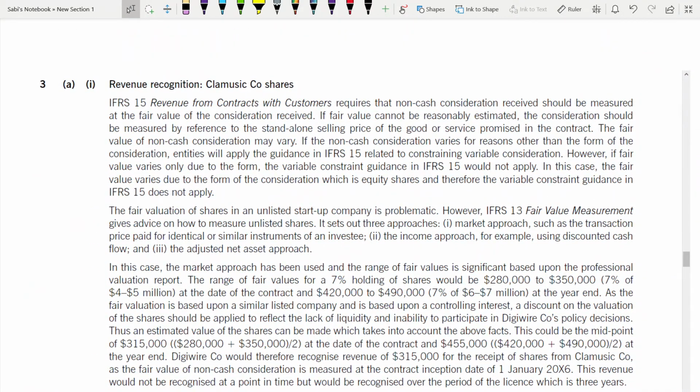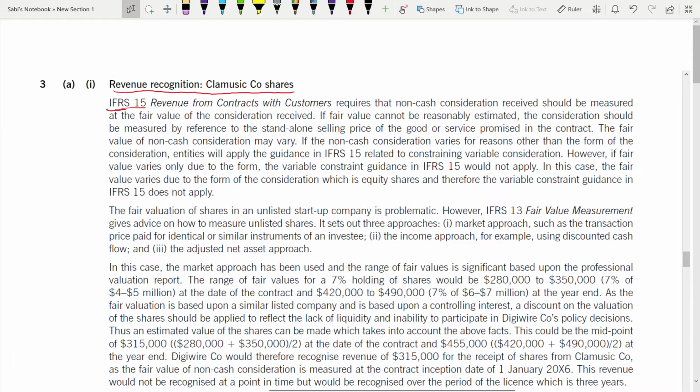So if I see the answer, which IFRS are you going to use? Definitely it is IFRS 15. And you have to give it a name, use a subheading: revenue recognition. How are you going to recognize revenue? The word revenue says it is IFRS 15.